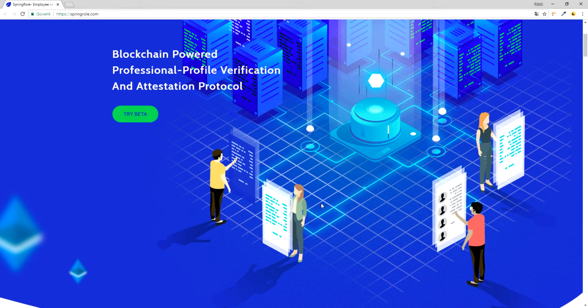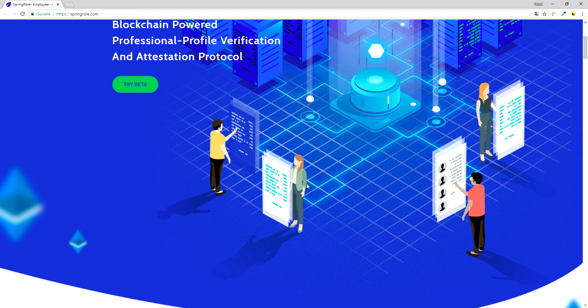Just imagine graduating from a college and going to a job interview. Your resume includes the school you graduated from, the English proficiency exam results, and the other certificates you have. But you have to convince the other person that they're correct, they're not fake documents. So let's say your college is on the SpringRole platform. Over the platform, you get in touch with your college to validate your diploma. After the college validates your graduation, it will be seen as verified on your resume in the blockchain database. So when you apply for a job, the employer will be able to see your graduation as confirmed in the blockchain system.